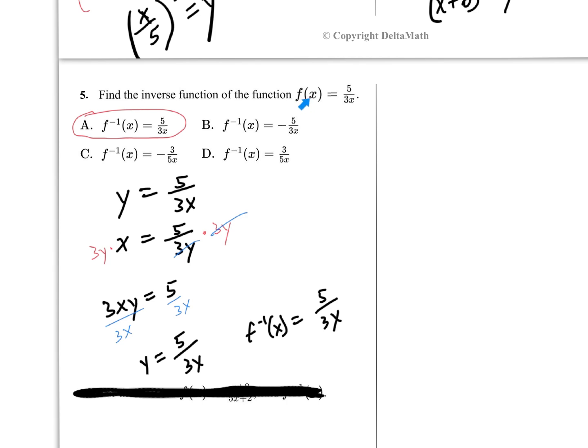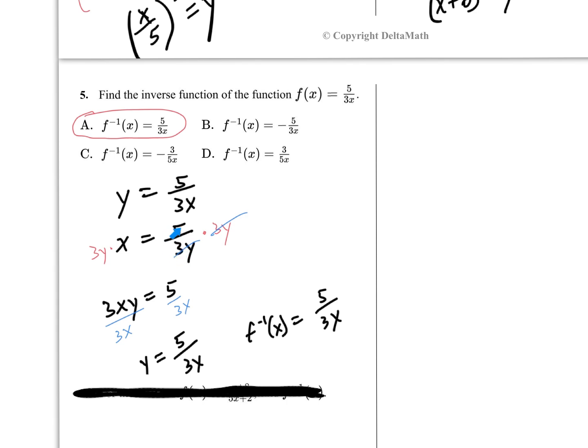Here we have a function f of x equals 5 over 3x. So we write it as y equals 5 over 3x. Then we switch the x and y. So x equals 5 over 3y. Then we begin to solve for y. Okay, so this 5 is being divided by 3y.